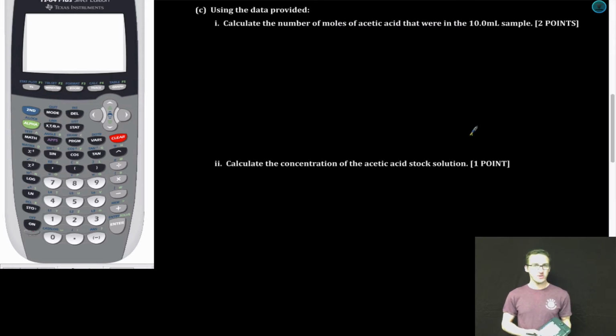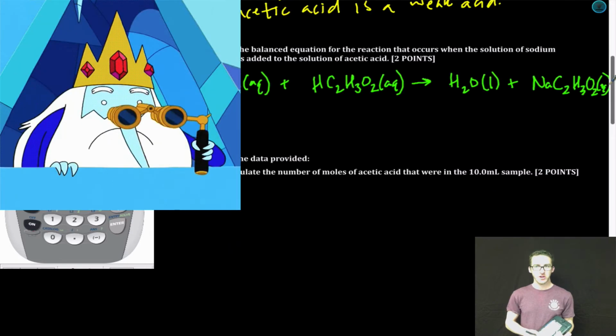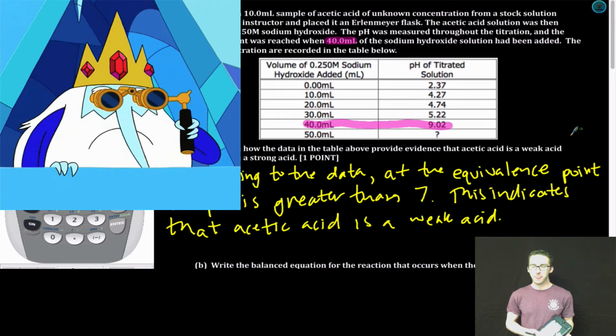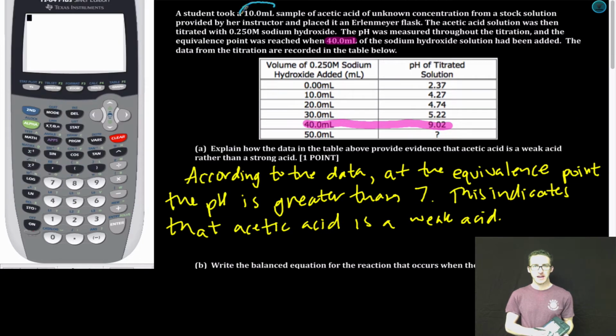Part C. Using the data provided, subpart I. Calculate the number of moles of acetic acid that were in the 10.0 milliliter sample. Alright, let me go back up and take a look at the data. I know that I'm working with a 10.0 milliliter sample of acetic acid, but I don't know the concentration. So how am I going to figure out the number of moles?